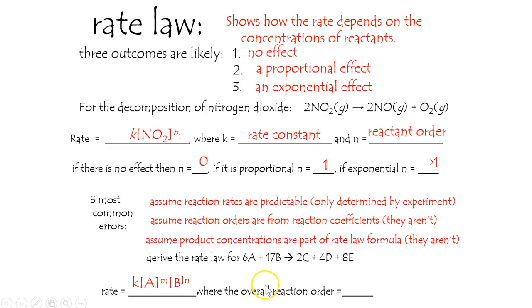We can also say the overall reaction order will be just the sum of those exponents here. So if it is, follow the lingo, first order with respect to A and second order with respect to B, for example, we'd simply say that it's third order overall. So you just add those exponents to get the overall reaction order.